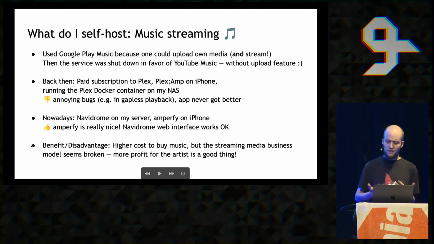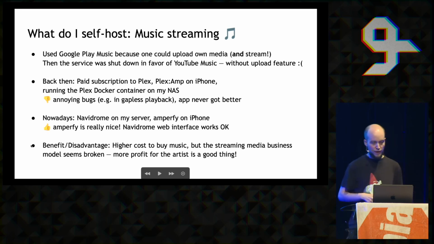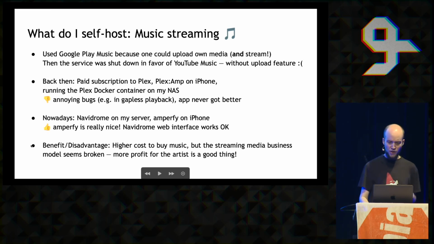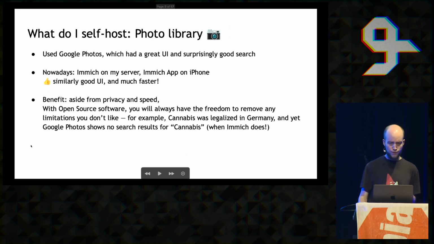The Navidrome web interface works okay. It's good enough to open like a media player when I'm on my work computer, but not much beyond that. The disadvantage, of course, is that if you maintain your own music collection, you will have to buy the music, and that is at a higher cost compared to just having a Spotify subscription. But actually, it seems like the streaming media business model is so broken that that seems like a good thing to me, that I have to give the artists more money so that they can actually exist. So I actually prefer buying on Bandcamp and Qobuz and all of these other services.